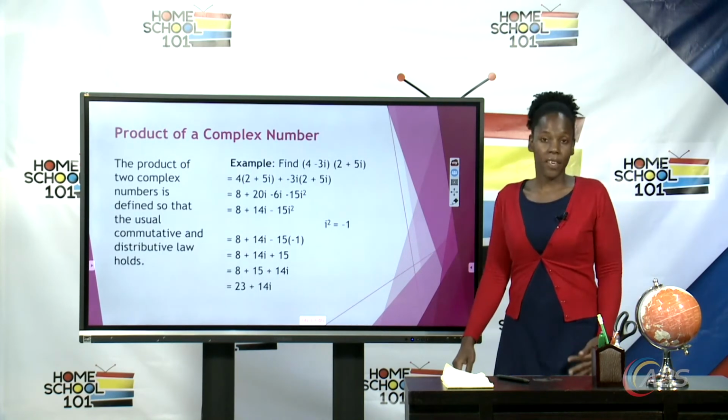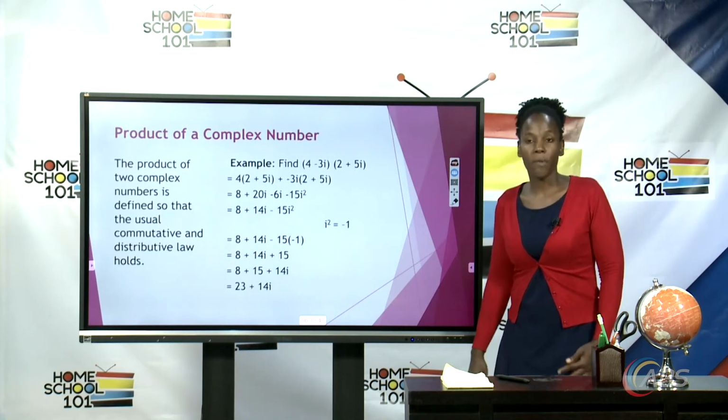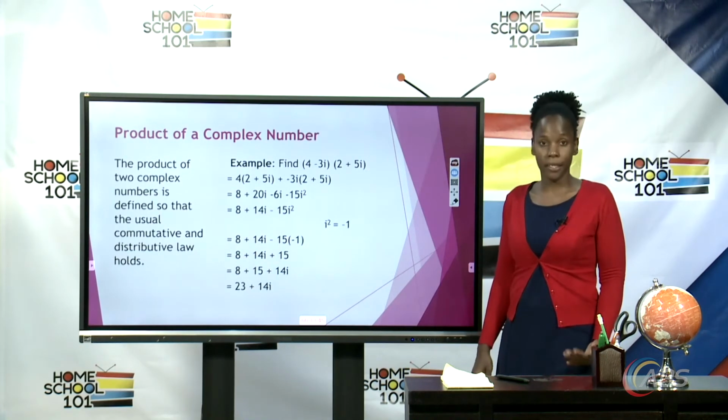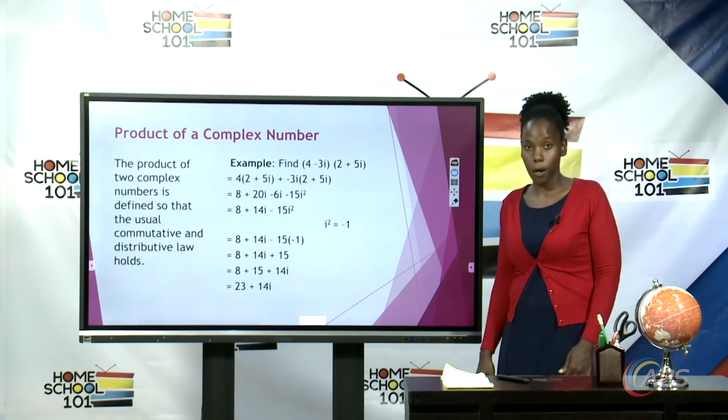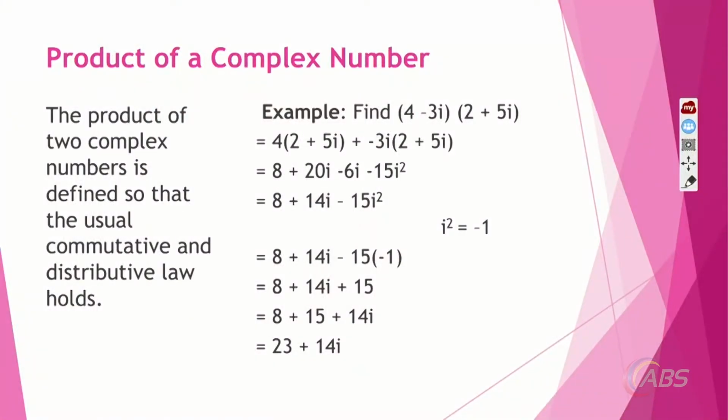So we've looked at the equality of complex numbers. We've looked at taking the sum and differences. Now we will proceed to taking the product of a complex number. When we're dealing with the product of a complex number, it is defined so that the usual commutative and distributive laws hold.